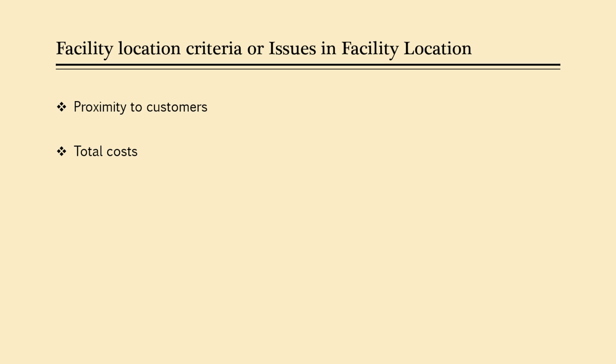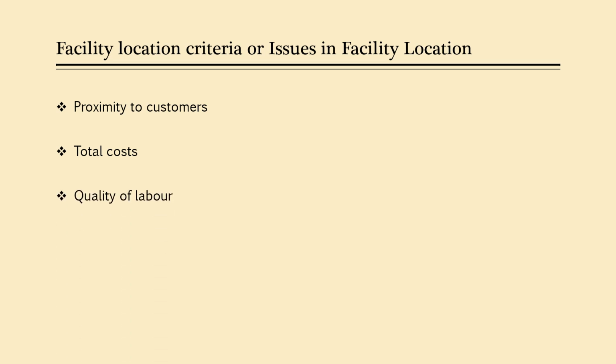The next one is total cost. Analyzing the cost factors associated with different locations, including land or real estate cost, construction cost, utility cost, taxes, and other operating expenses, will be able to balance these costs with other factors such as market access and labor availability. This is essential to ensure the facility's economic viability.